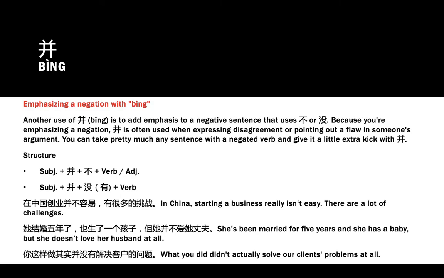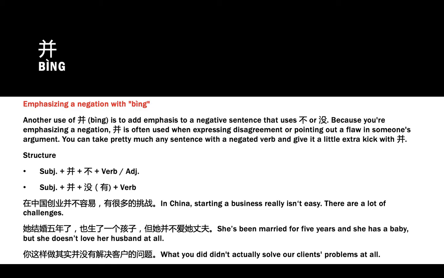The second example, 她结婚5年了，也生了一个孩子，但她并不爱她的丈夫。She's been married for 5 years and she has a baby, but she doesn't love her husband at all. If you want to say, 也生了一个孩子，但她不爱她的丈夫, you are just stating a fact that she doesn't love her husband. And if you add 并，她并不爱她的丈夫, you just add a little bit of degree to it. She doesn't love her husband at all. You see a difference between these two.